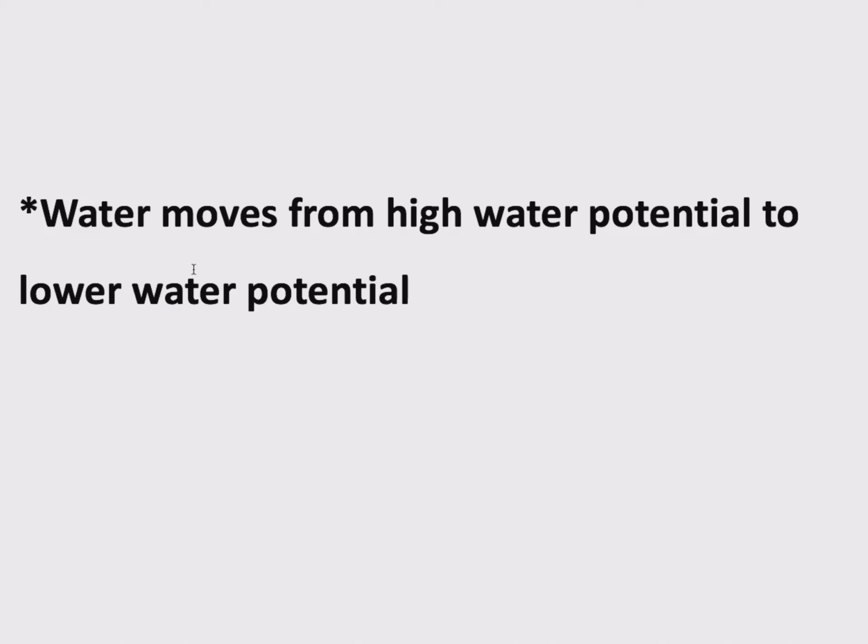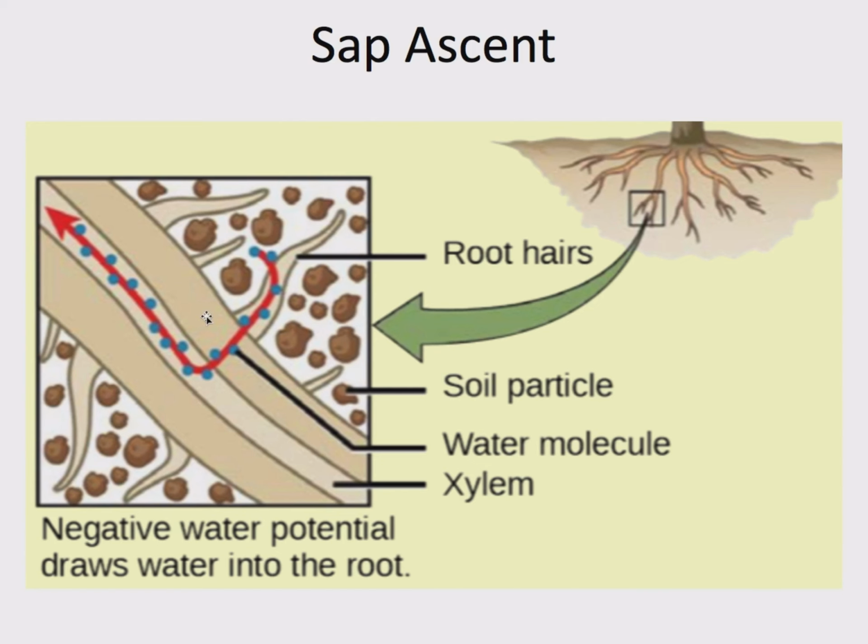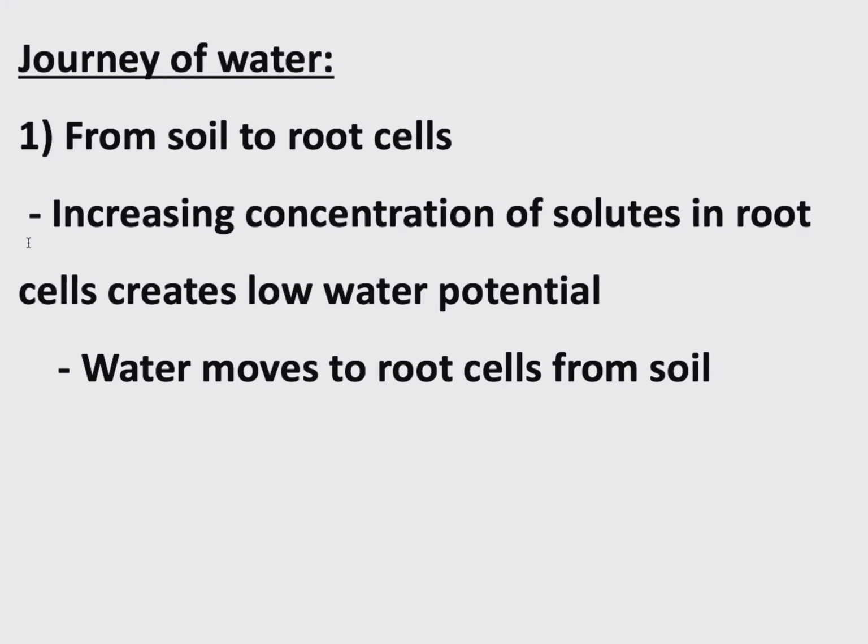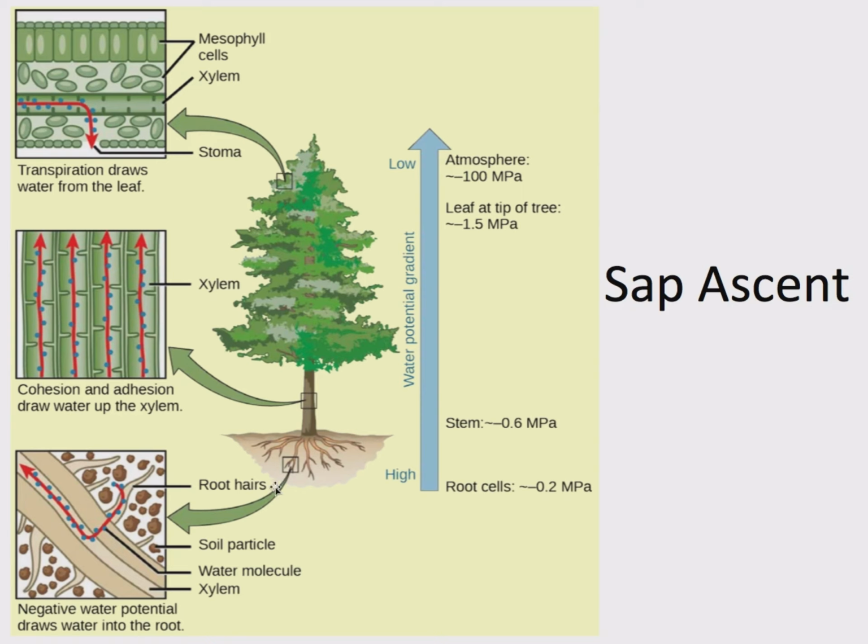Remember what I said, water moves from high water potential to lower water potential. So if you create root cells that have a low water potential, water's just going to move from the surrounding soil into those root cells. It's as simple as that. So increasing the concentration of solutes in the root cells creates low water potential, therefore water moves to the root cells from the soil. Okay, that was simple enough. Now we have to go up.